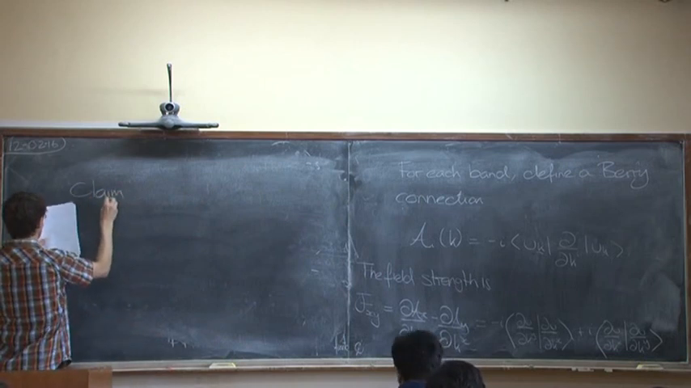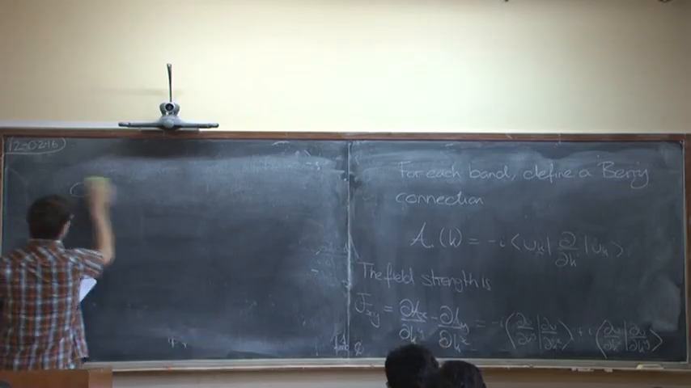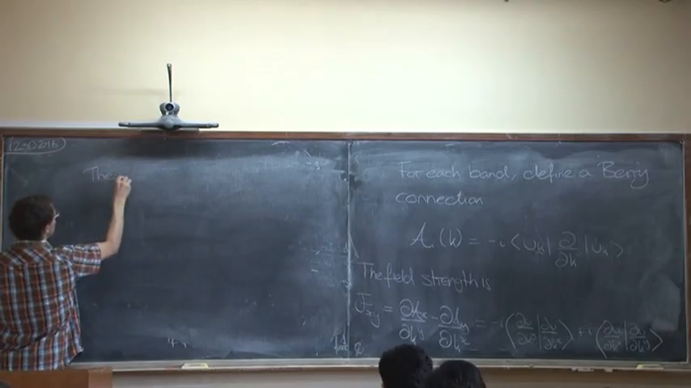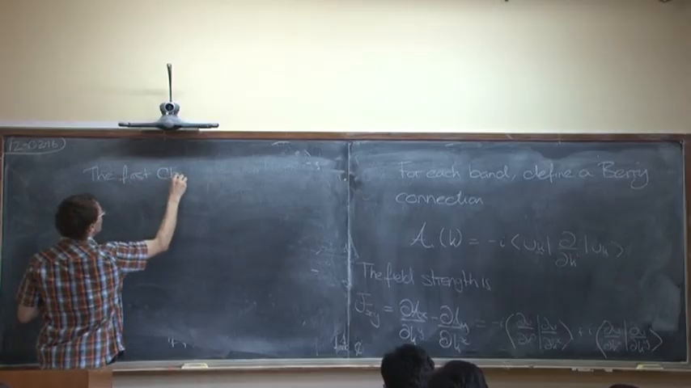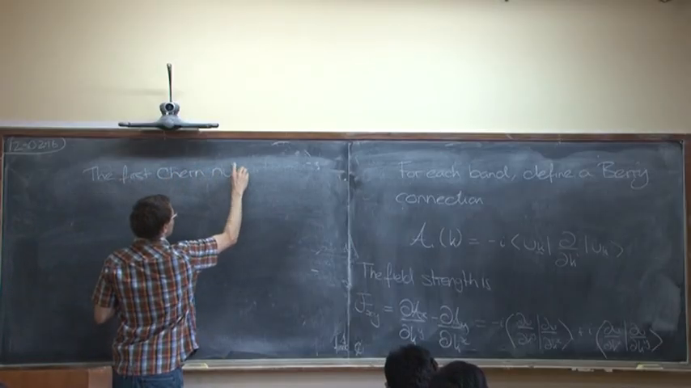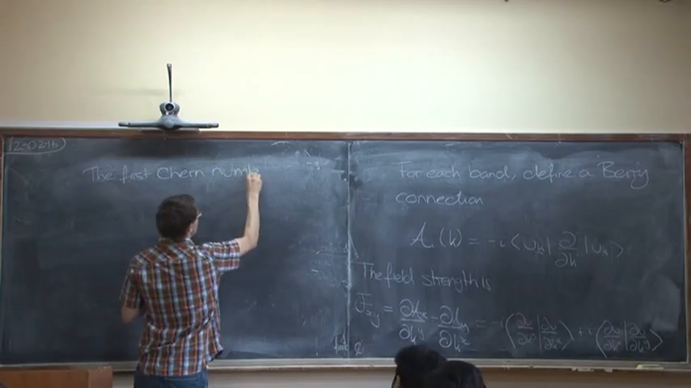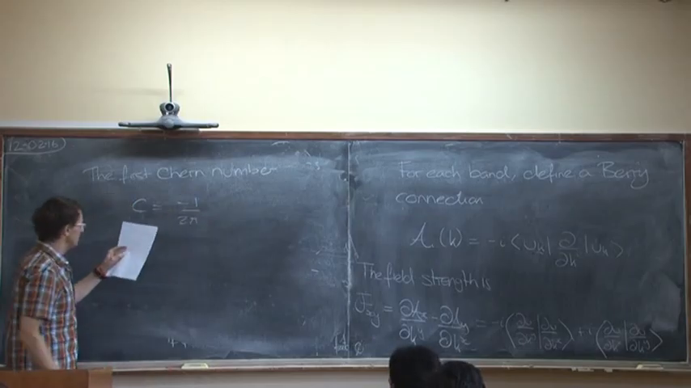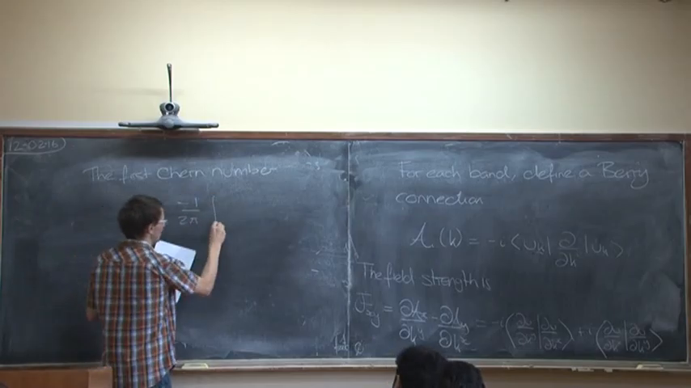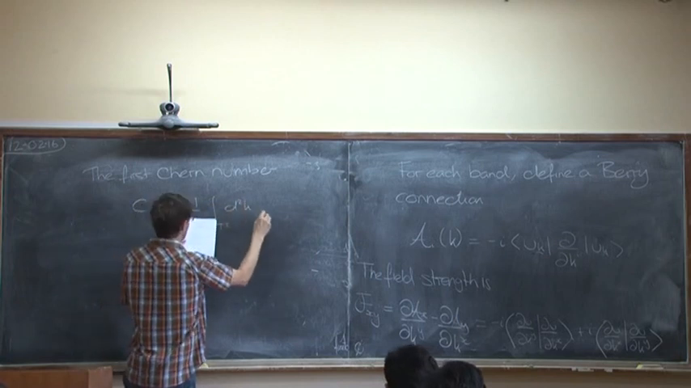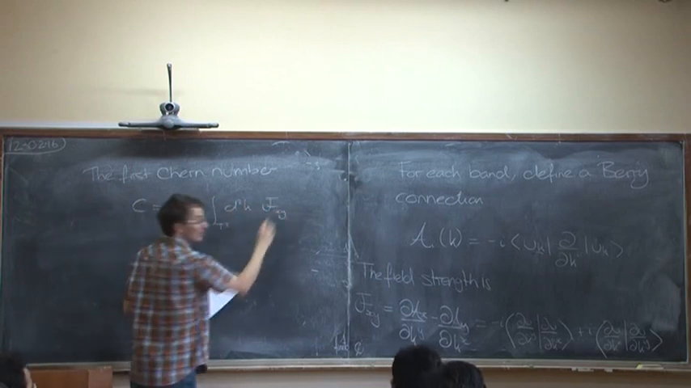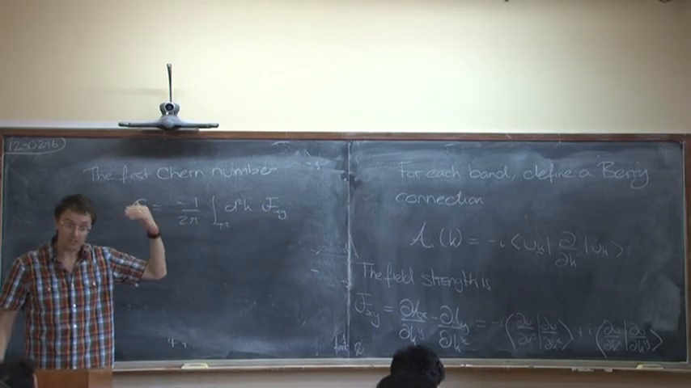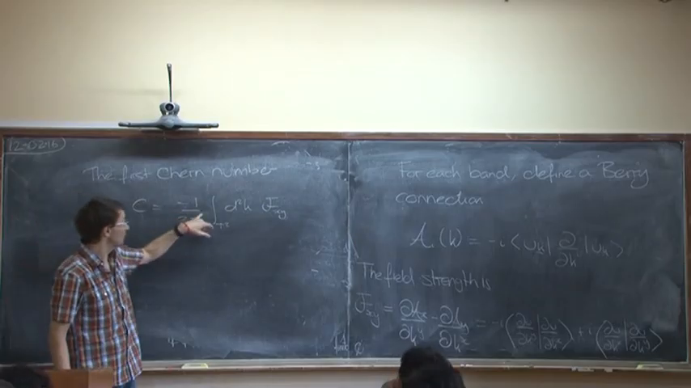So here's the claim. Actually, let me first define another thing. Given a field strength, we can define the first Chern number, which is a very fancy way of saying you just take the field strength and you integrate it over the torus. I'm going to define it with a minus sign, just so things work out nicely. So there's a Berry phase over the torus. We can associate a field strength to that. We integrate that field strength over the torus.